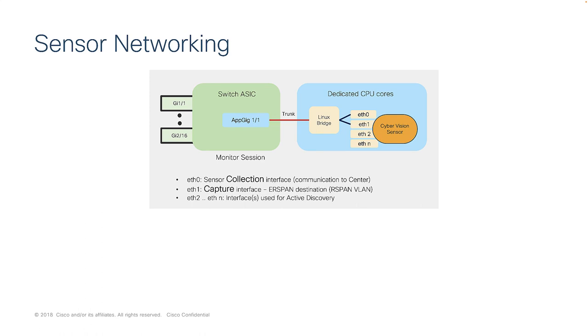In the case of the sensor, this means that we're actually providing multiple interfaces to the sensor. ETH0, or the collection interface, is used for the communication from the sensor to the center. ETH1, or the capture interface, is the one we're actually sending traffic to. So this is the interface that's performing that deep packet inspection. And if I'm leveraging active functionality on the sensor, I can add additional interfaces for the active functionality itself. So for today's deployment, we're just going to focus on the passive deployment, which is just going to leverage ETH0, or the collection interface, and ETH1, or the capture interface.